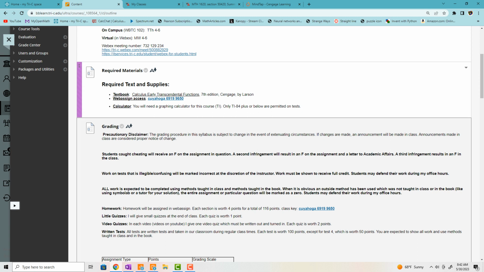The calculator, you can only use a TI-84 Plus or below on the test. The test will be taken in class. They won't be on the web or anything.